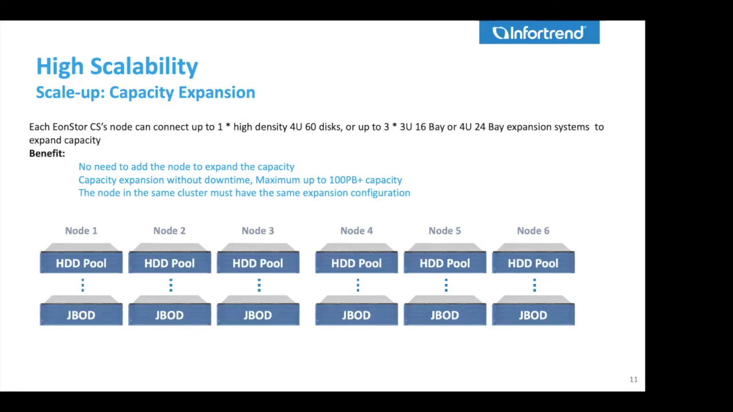In terms of the formats for the expansion systems, we have a high density option, where we can connect 1 high-density 60-disk system, which is a 4U, or you can connect up to 3 16-bay or 3 24-bay systems to the nodes to increase the capacity of those nodes.